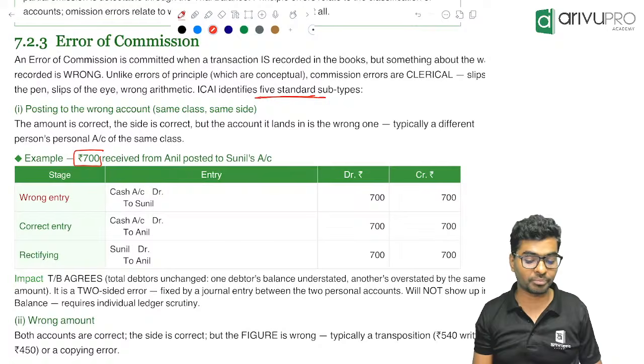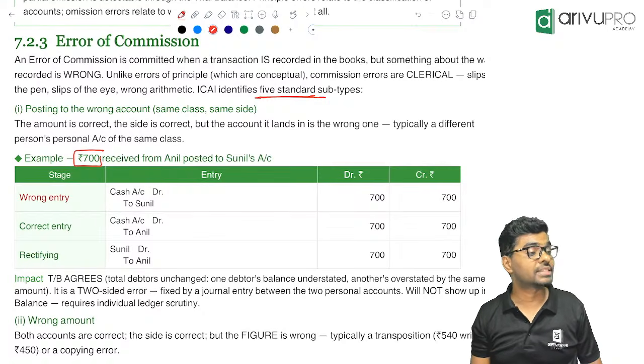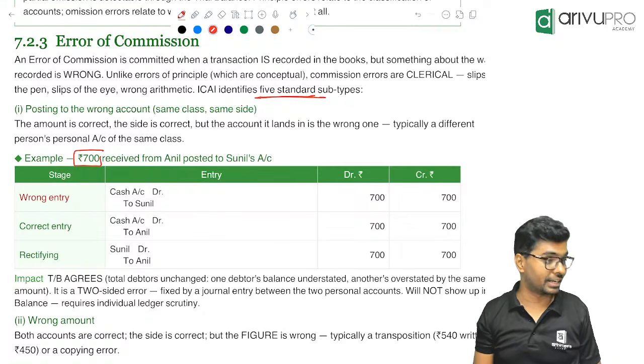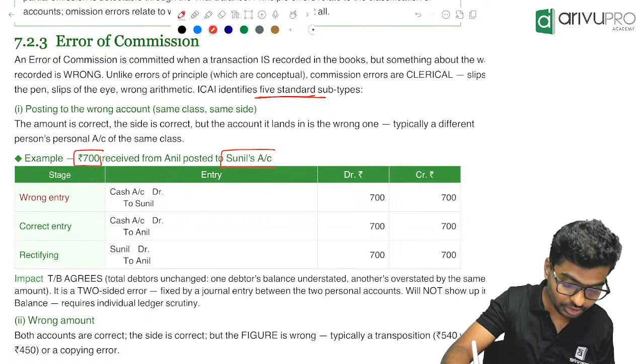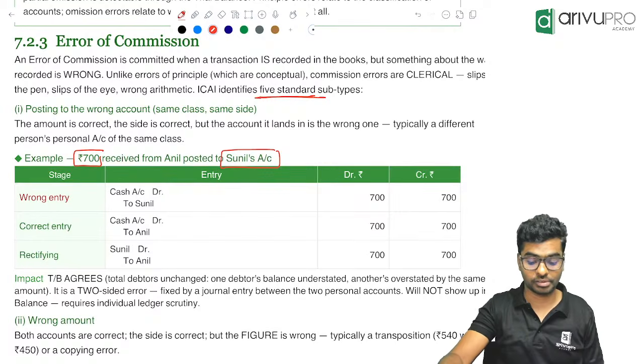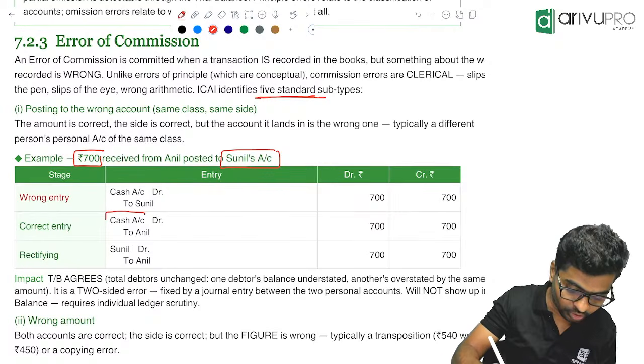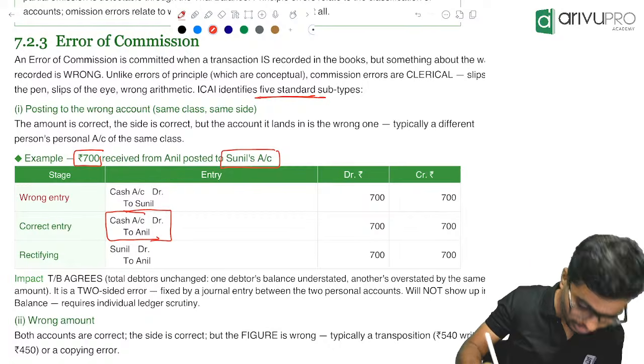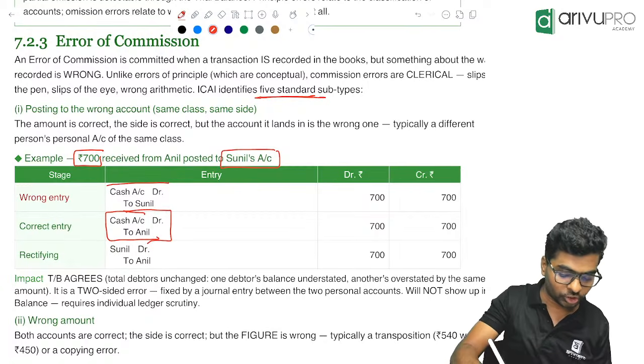700 received from Anil, posted to. What is the journal entry for money received from Anil? Cash account debited to. Instead you posted to.